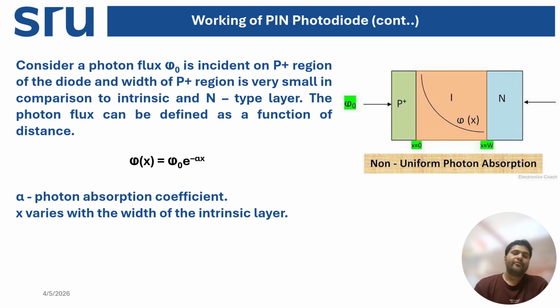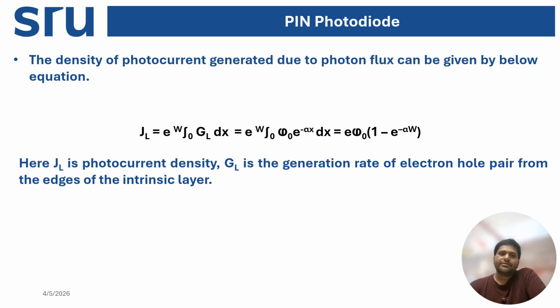The efficiency of the PIN photodiode: the intrinsic layer plays the crucial role by allowing efficient absorption of photons, which ultimately determines the performance of the PIN photodiode. So next, this is an equation to calculate the photocurrent.